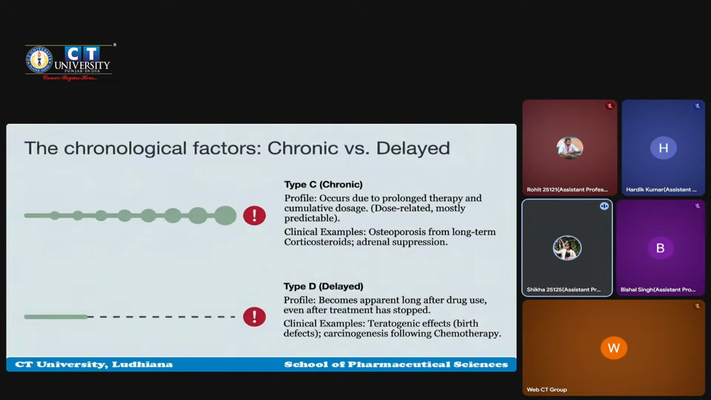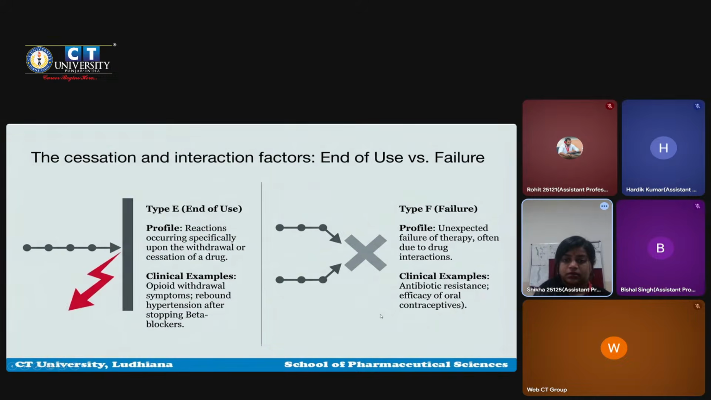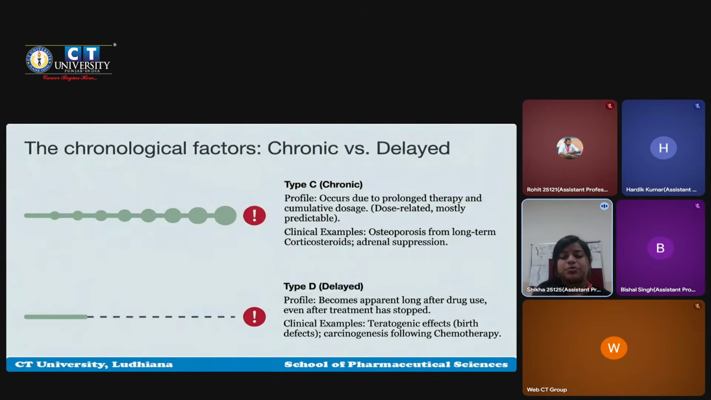Corticosteroids, if you use steroids for any kind of treatment, will reduce your inflammation. But using corticosteroids can have a very harmful effect on your body if you use them at a chronic level, for a very long time. Next is adrenal suppression. Next one is type D, that is delayed. Its profile is that it becomes apparent long after drug use, even after treatment has been stopped.